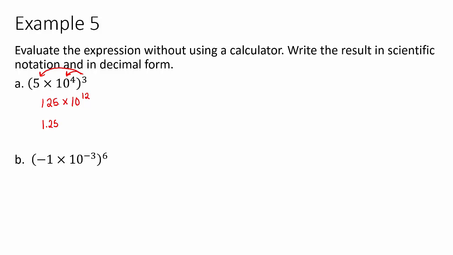This is not in proper scientific notation because we want it to be 1.25. I took 125 and made it smaller by 2 places. I made it smaller, so that adds. By 2 places means I add 2 to my exponent. So this is scientific notation, and then my decimal form is 125 and then 12 zeros. So 1, 2, 3, 4, 5, 6, 7, 8, 9, 10, 11, 12.